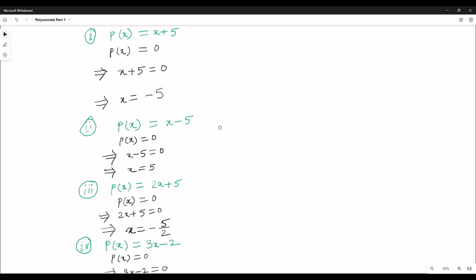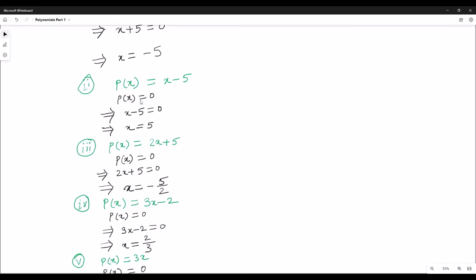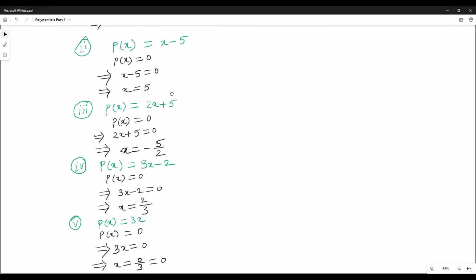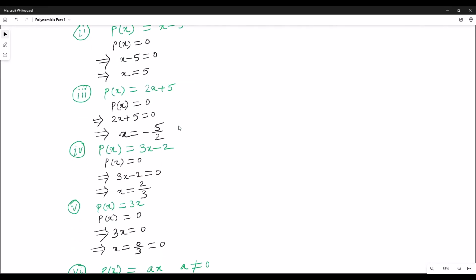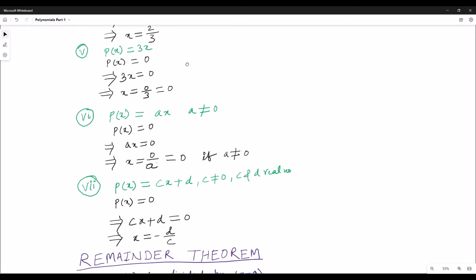p(x) equals x minus 5, so we have to find for which value of x this is 0. So x minus 5 is 0. For which value of x is this 0? If you put x equals 5, then 5 minus 5 is 0. So by solving the equation, we found that for x equals 5, this polynomial is 0. So we are finding the zeros of all these polynomials. Zeros of these polynomials are found by solving the linear equation.